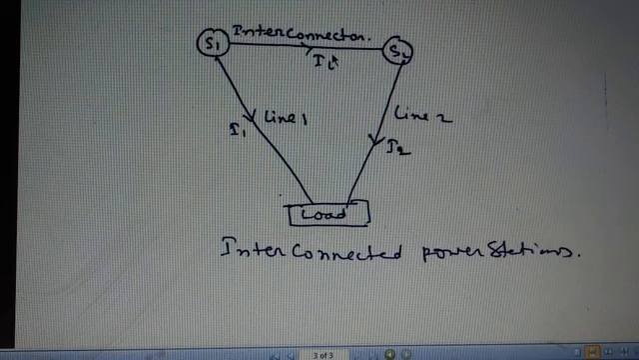The regulating equipment installed at the sending end of each transmission line and in the interconnector will look after the impedance drop of the transmission lines and the interconnectors.